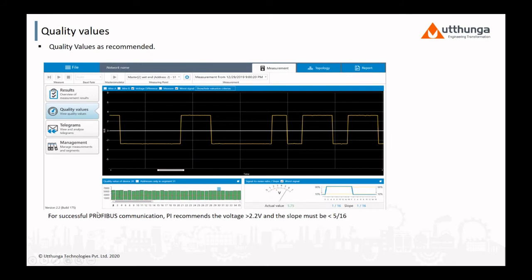For successful PROFIBUS communication, what PROFIBUS International recommends, and this is proven by measurement also, is that the voltage is greater than 2.2 volts. If your device's voltage is greater than 2.2 volts, then it will be a good quality index. And the slope must be less than 5/16.